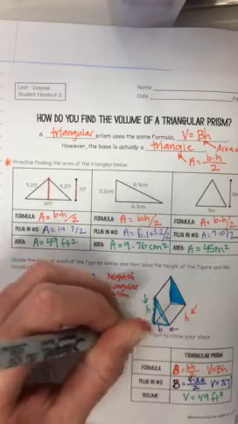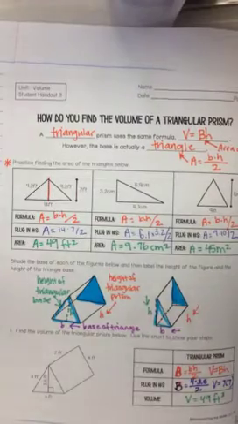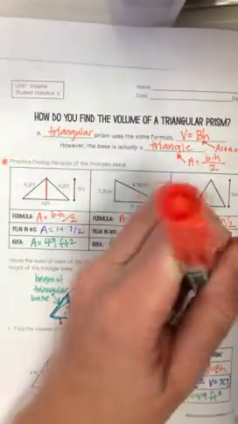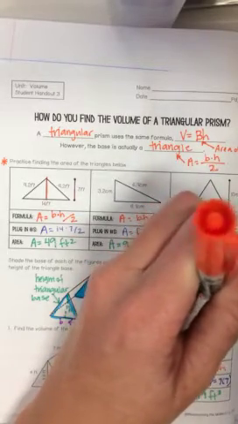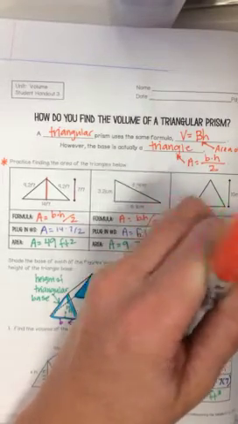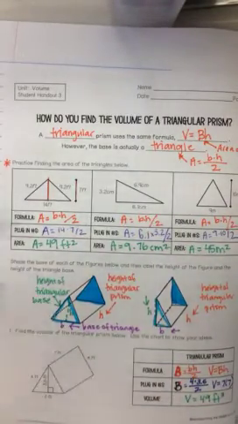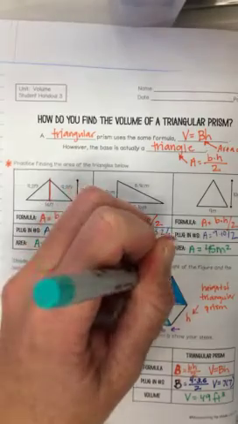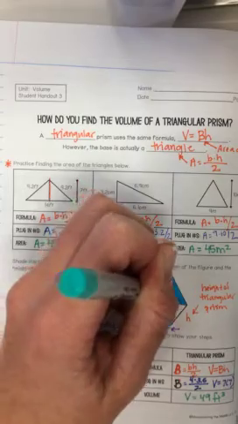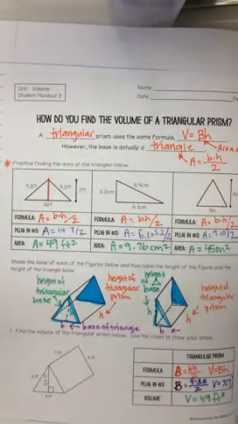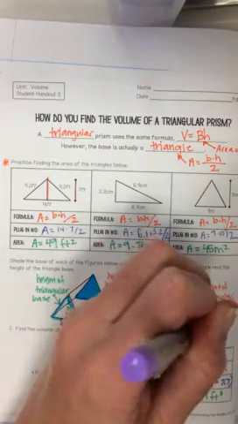We do the same thing for the next triangle. Here we have the height of the overall triangular prism. But we also have the height of the triangle base. I'm just going to put a triangle there for lack of room. And then we also have the base of the triangle.